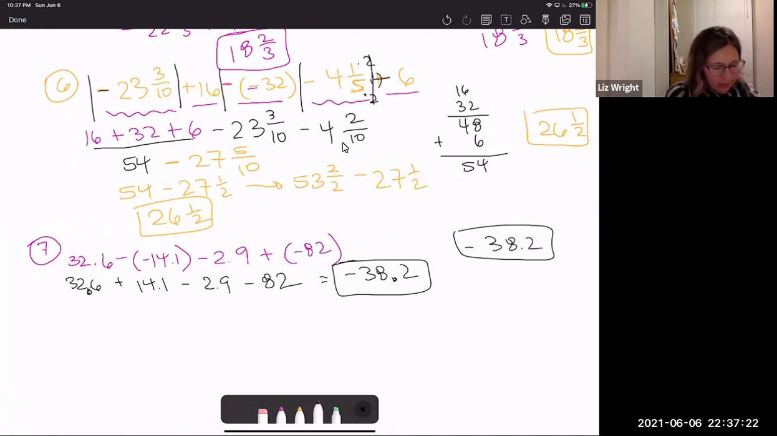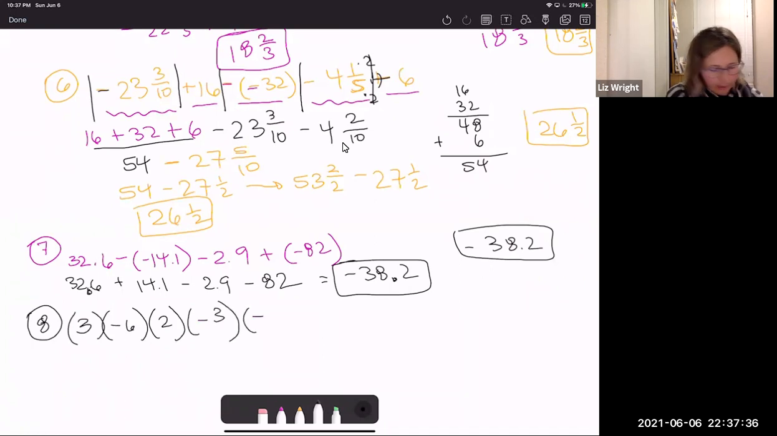All right, here's one, same type thing. It's having you practice multiplying, or you can also do some mental math here on this one. So we've got 3 times negative 6 times 2 times negative 3 times a negative 1/2. Okay. So here's what my brain does.